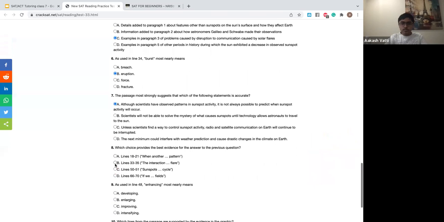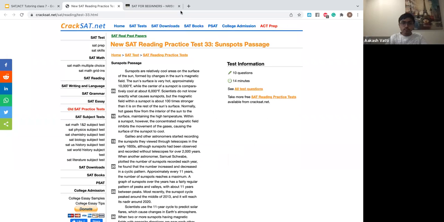All right, 8. Which provides the best evidence for the answer to the previous question? A, lines 18 to 21. So right here to here. That just talks about how Schwabe found the cycle, and that doesn't match our answer. So therefore, it can't be that.